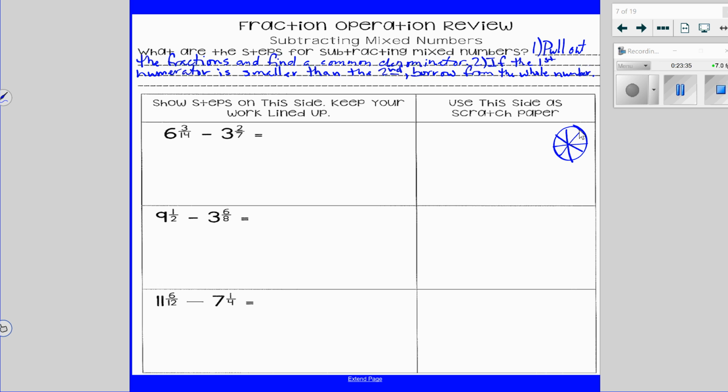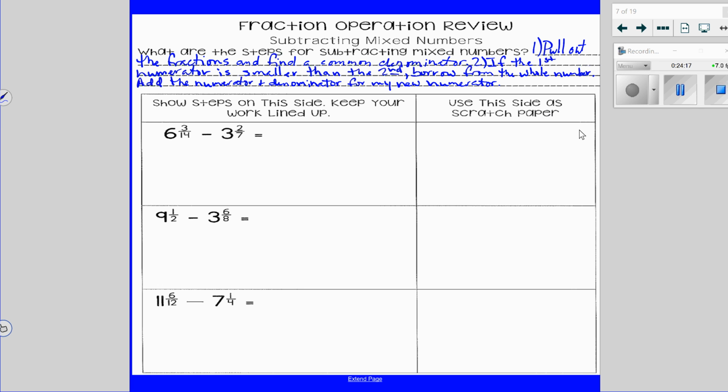Does that make sense? So really, when I borrow from the one whole, all I'm going to do is add the numerator and denominator together for my new numerator. I'm just showing you that a whole can be divided into any amount of pieces. So I'm making a new numerator because I have to have it bigger than my second numerator. Okay? So yes, that picture was just to show you that I can divide that whole that I borrowed into whatever I want to. Okay?